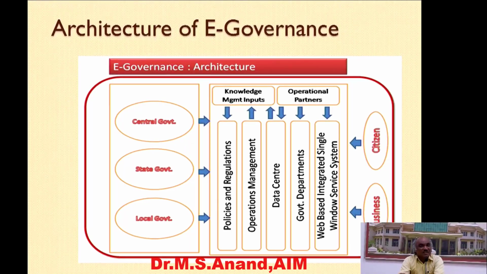There is a small architecture of e-governance. It is a bit technical, so an easy way to explain it: on one side is government, and on the other side are citizens and business. In between, the government creates policies and regulations, operations management, data centers, and government departments' web-based integrated services, all in a single window operating system.